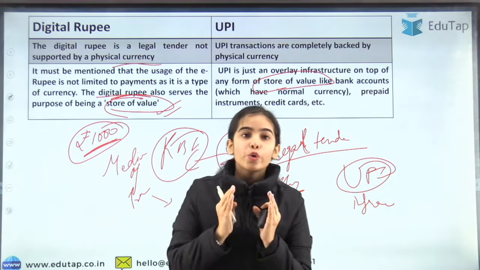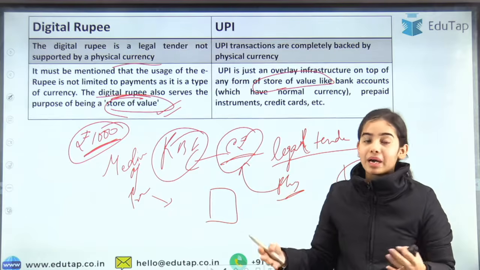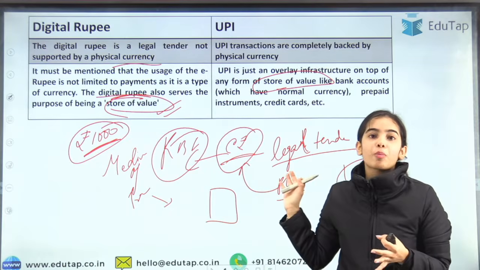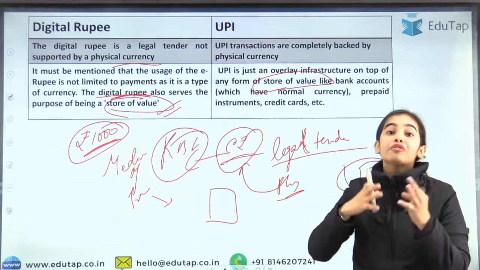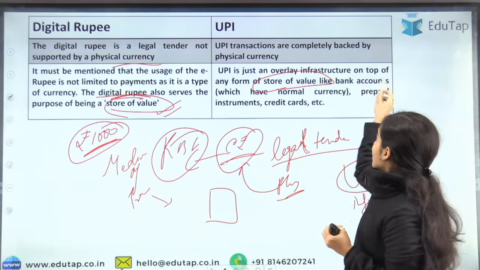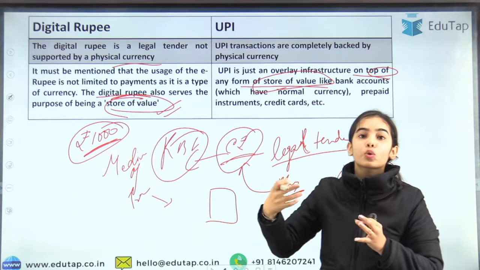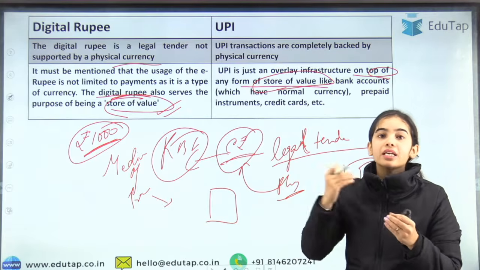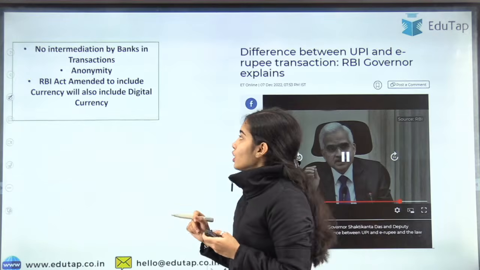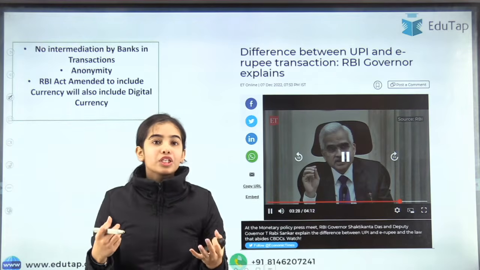Okay, so now I hope you understand that the e-Rupee is just like any cash. It is just like any money that has the transaction property and can function as a store of value, while the UPI is an infrastructure on top of any form of store of value. So it needs some kind of instrument that is backing the UPI. Okay. So now we have understood the basic difference of the UPI and the digital currency.